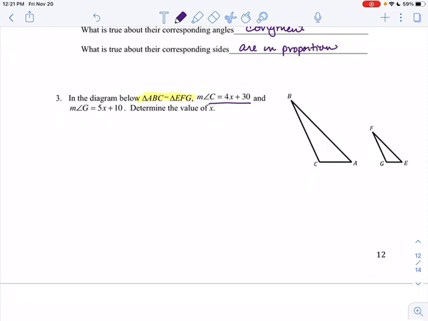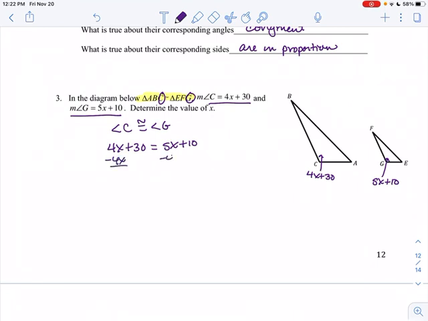They gave me that angle C, which is right here, is 4x plus 30. And they told me that angle G, which is right here, is 5x plus 10. Now those are corresponding angles. I can see it on the picture, but I can also see it right here. C is the last letter and G is the last letter. So those are congruent to each other. Angle C is congruent to angle G. If the triangles are similar, the corresponding angles are congruent. So all I'm going to do is take angle C and set it equal to angle G and solve.